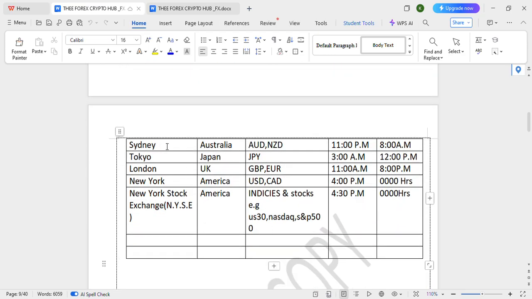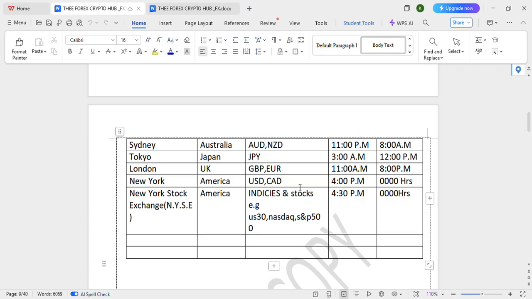Sydney session is for Australia, and you can see the pairs you can trade during that time. We have the AUD, that is the Australian dollar pairs, and the New Zealand dollar pairs. So what does that mean? If a pair has the Australian dollar as either the base or the quote, you can best trade it during the Sydney session. AUD/USD, CAD/AUD, GBP/AUD, you know. So you can see for GBP/AUD, AUD is coming as the quote, and for AUD/USD, AUD is coming as a base. So I hope now you can get the point.